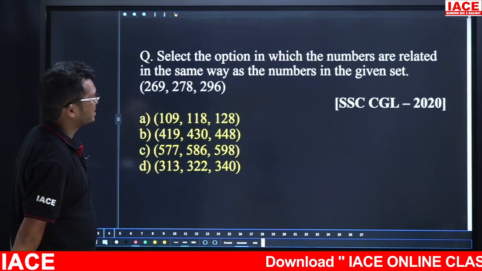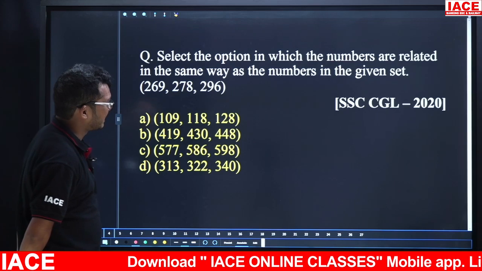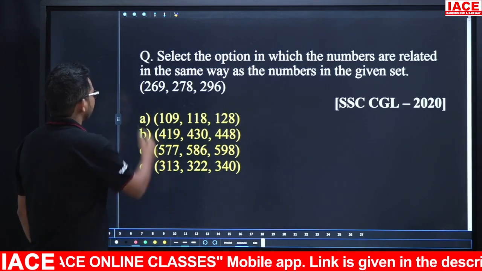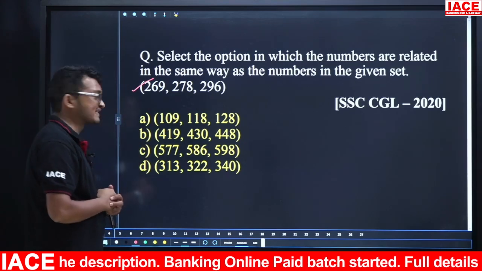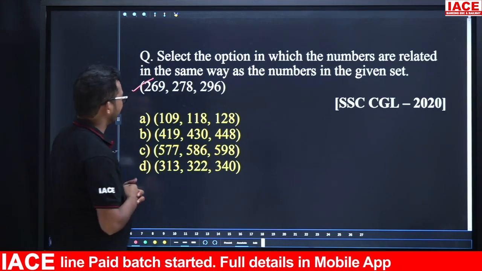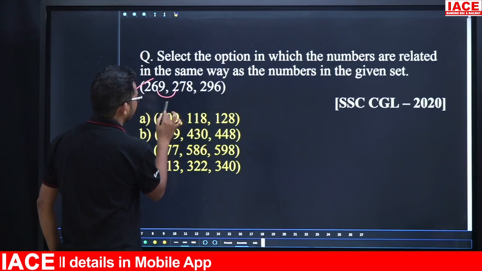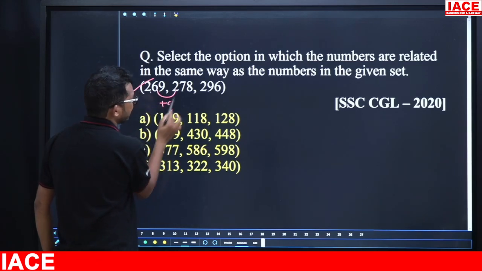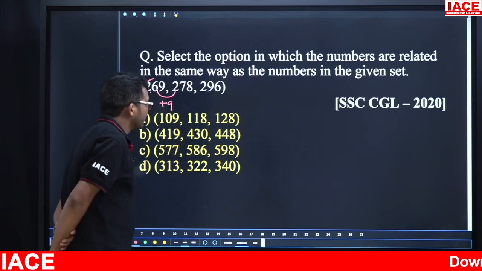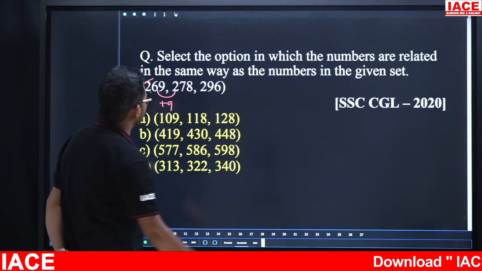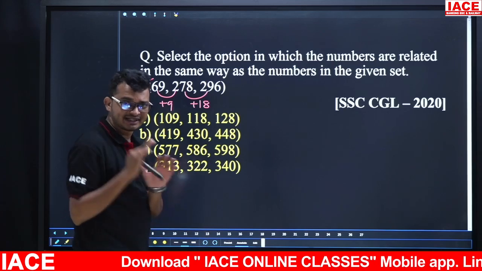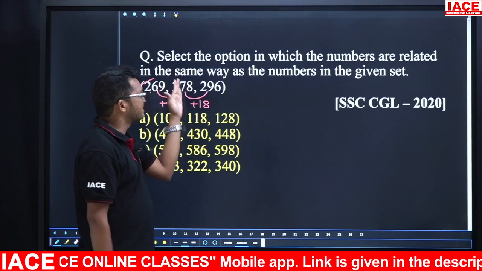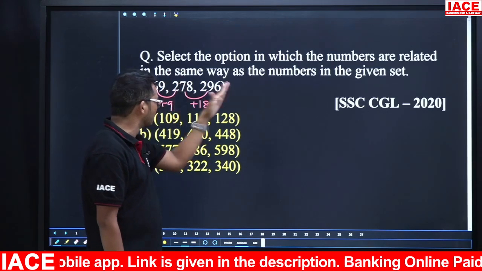Select the option in which the numbers are related in the same way as the numbers in the given set. This set has one logic; which of the following sets has the same logic as the given set? 269, 278. Here the difference is 9. So first number plus 9 equals the second number. Then 278, 296: second number plus 18 equals the third number. So the logic is first number plus 9 equals second number, plus 18 equals third number.